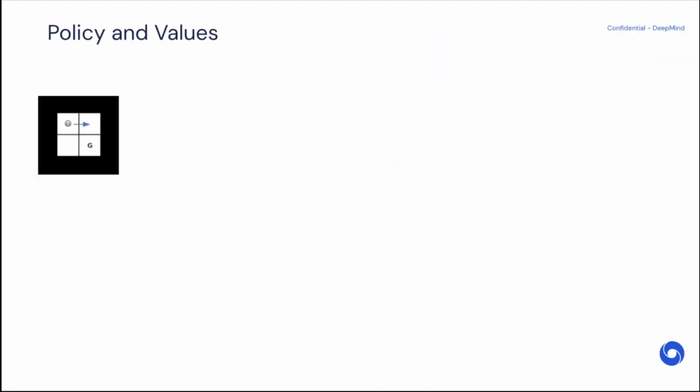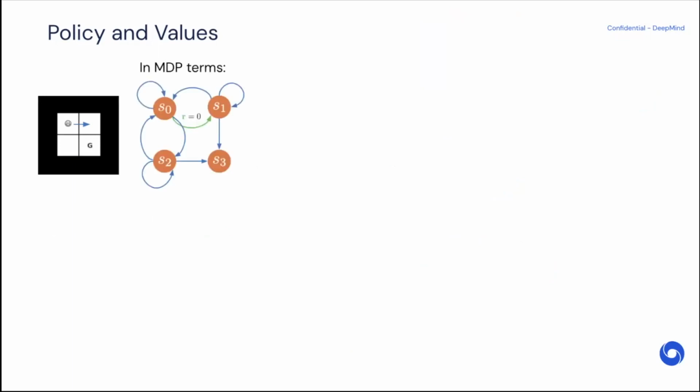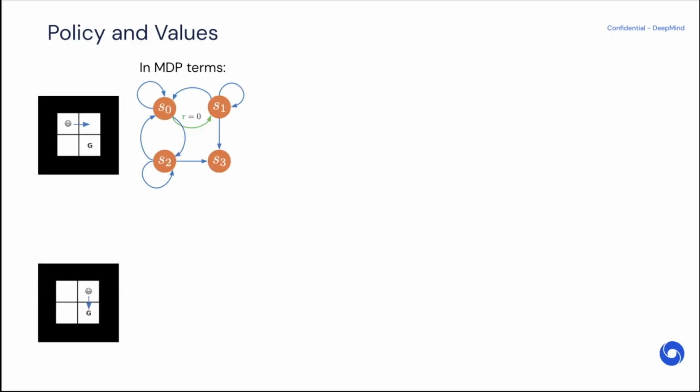Okay, so in MDP terms, what is happening here is that the agent moves from this cell to that cell and gains a reward of 0. And here, in MDP terms, you can imagine, right? It's moving from here to here and it's getting a reward of 10.